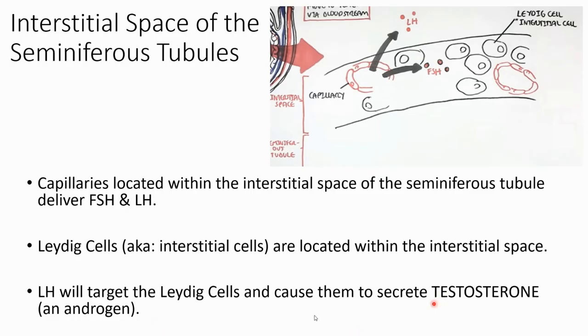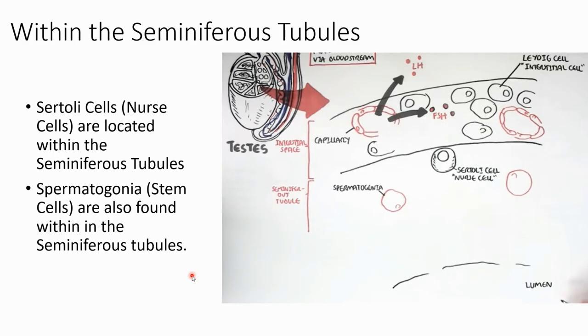Now, testosterone is an androgen, and androgen is an umbrella term that includes a couple of different things, but the primary androgen that we're going to be talking about is testosterone. Not even going to mention any of the other ones. So, Leydig cells, interstitial cells located within the interstitial space, and luteinizing hormone will target those to make testosterone.